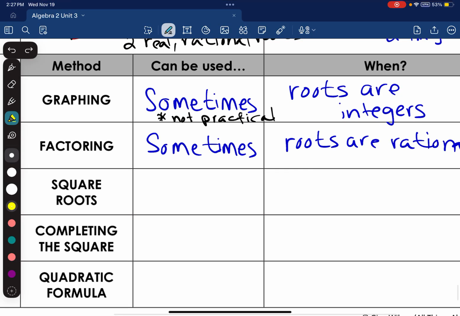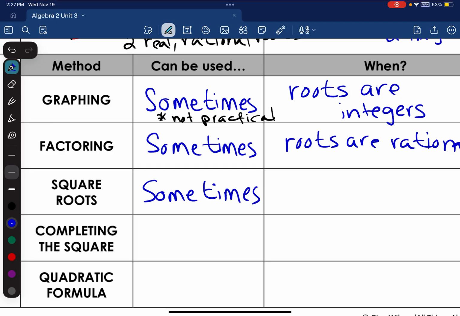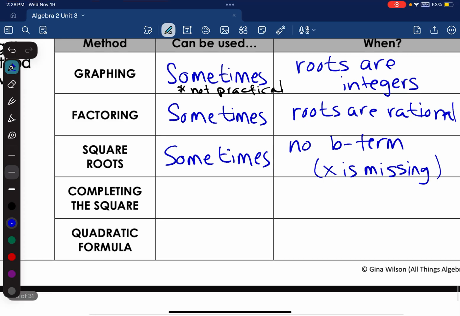Okay, square roots. Square roots is only a sometimes thing. On that first page, we learned we couldn't use the square root method to solve that one. We want to use the square root method when there is no B term, which means X is missing. When the B term is missing, that is when it is the best candidate for the square root. And actually, you can only do the square root property when the B term is missing.